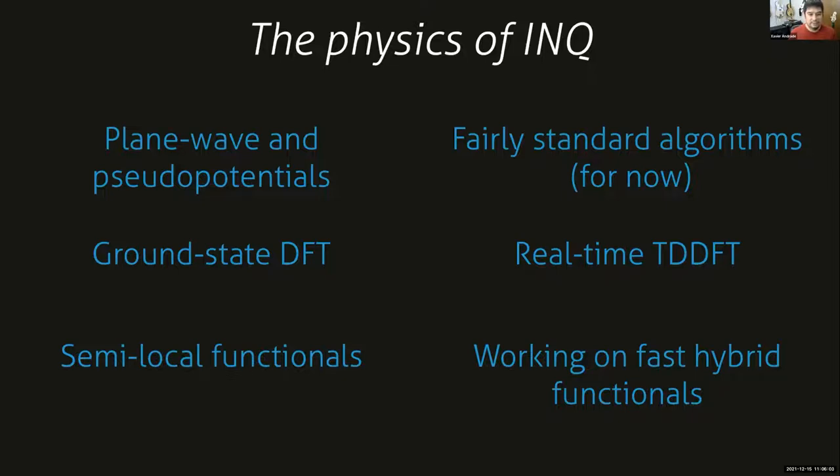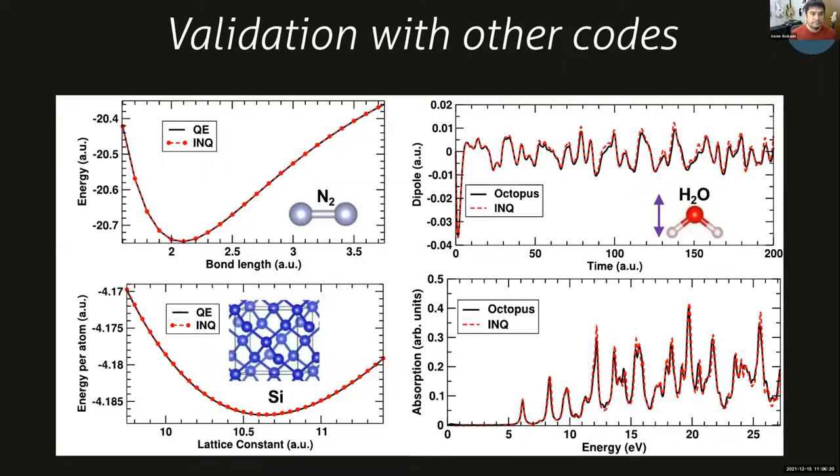That's ground-state DFT. Also, there's real-time DFT, which is kind of our main objective for the moment. And your standard semi-local functionals in DFT. But our objective is to have fast hybrid functionals as well. And well, just to show you, we validated the code to make sure that it gives the proper results. And we have found that it gives the same results as Quantum Espresso or Octopus for ground state and real-time TDDFT simulation. So we are sure that the code is working properly and that the physics is the way it should be.